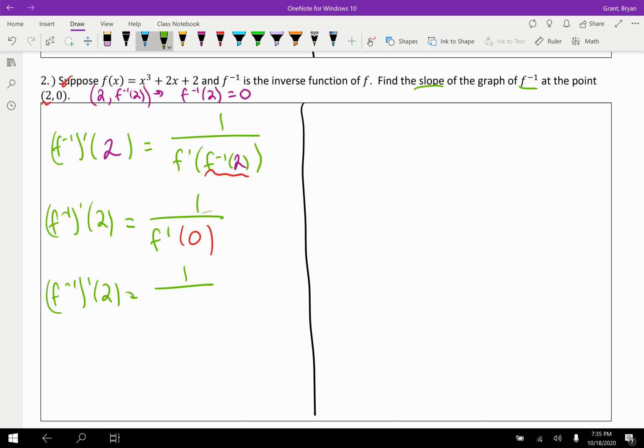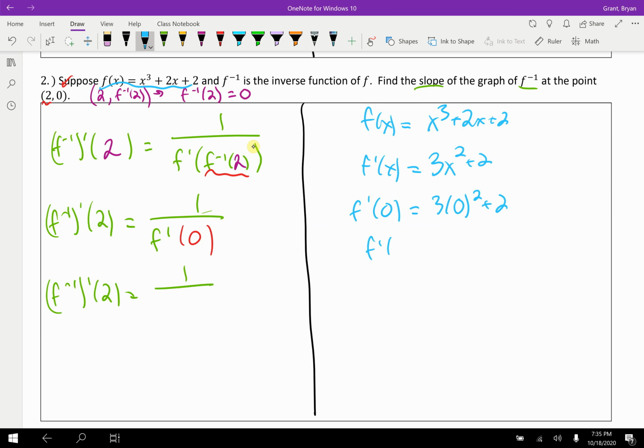So we should probably jump back to f of x over here. f of x equals x cubed plus 2x plus 2. And we need f prime of x, nothing bad. 3x squared plus 2. And then we need, of course, f prime of 0. 3 times 0 plus 2, which I think makes f prime of 0 just equal to 2. And we're done. f inverse prime of 2 is 1/2.